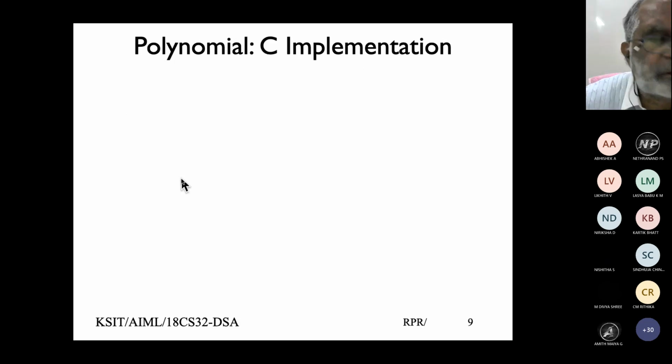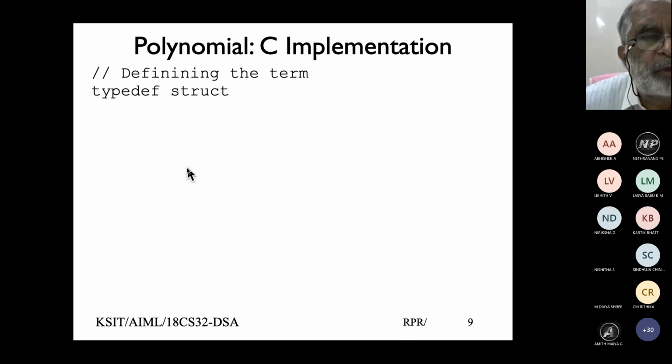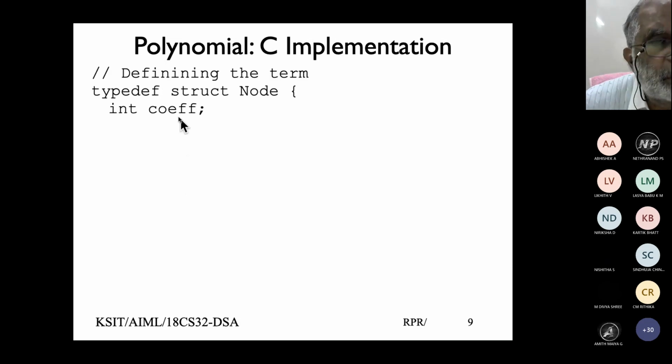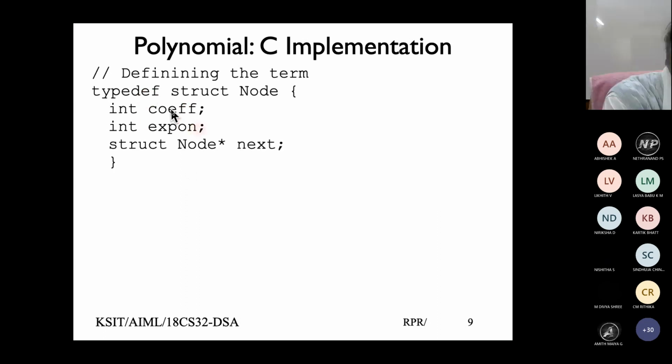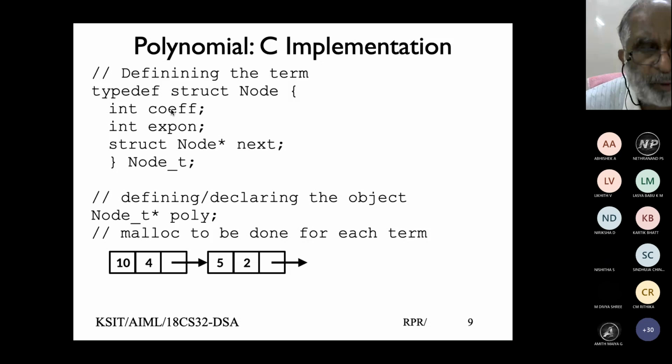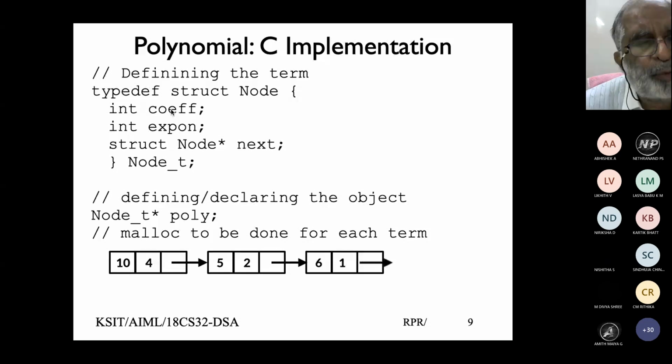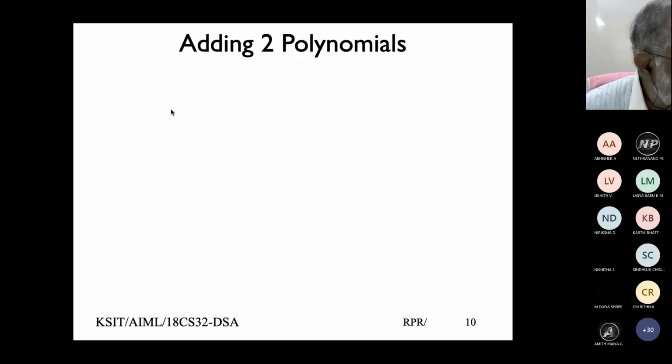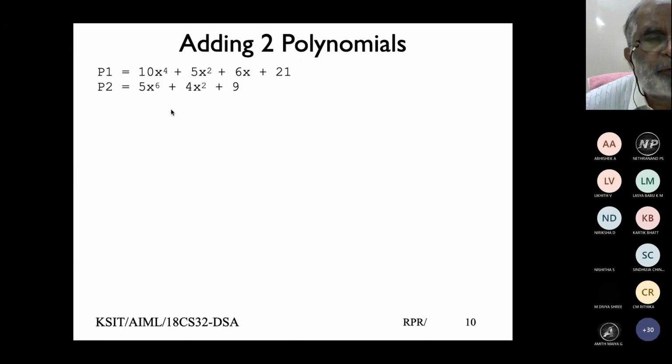Now, given these representations, we can implement and see. So we define two fields, coefficient and exponent, and a pointer to the next, and that's how the list could be implemented. And then we can declare objects, polynomial 1, polynomial 2, and so on. Now, given this representation, we can do polynomial operations such as addition.